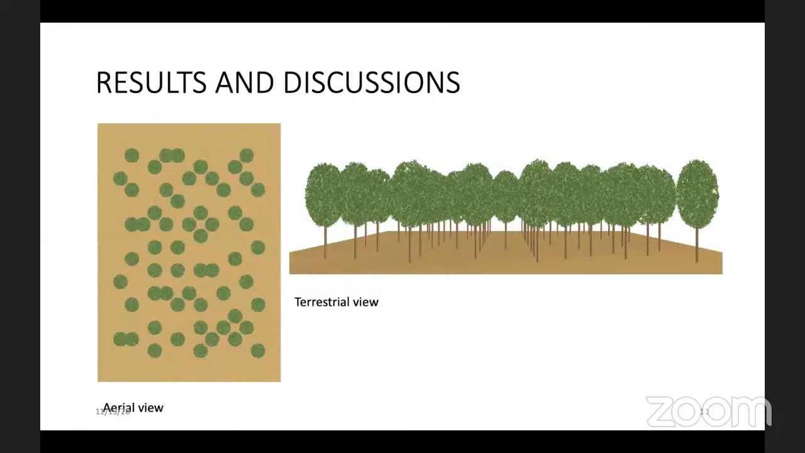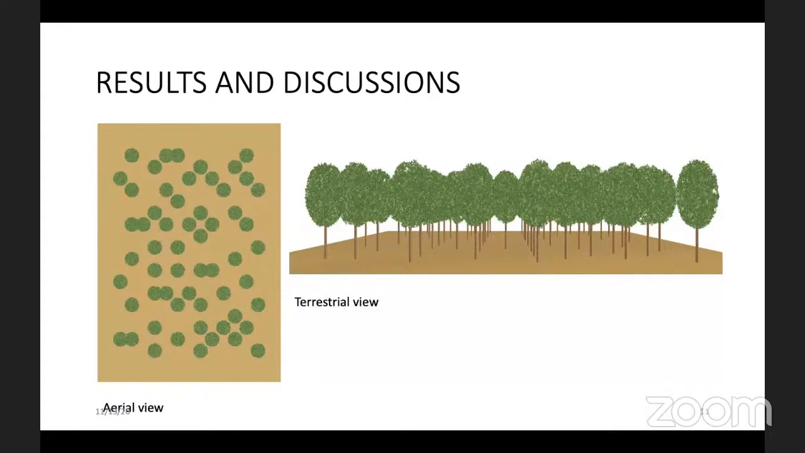These are the results. As we have given the latitude and longitude of each tree, after 5 iterations, we got this. This was the aerial view. And as I told, all the trees were given as ellipsoid. So that is one of the main disadvantages, a limitation of the software.